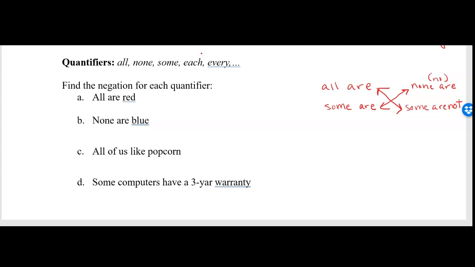So let's go back over here now to find negations of these. So we have all are red. I go to my chart and use this chart. I've used this forever. I go down and I see some are not, and that would be my negation. So some are not red. That's my negation. None are blue. Well, none, the opposite is some are blue.